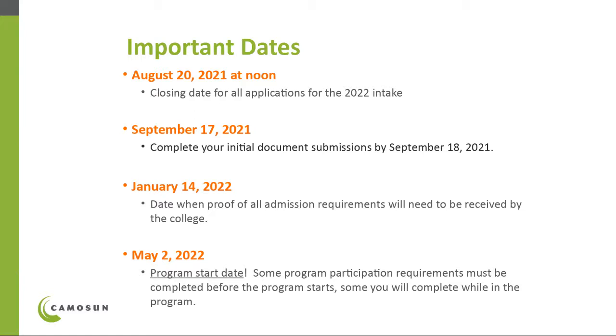And then there's that final date of January 14th when any in-progress requirements have to be submitted. The final grade and official transcript of those has to be submitted at that point. May 2nd, 2022, program starts. That'll be the second intake starting at Camosun. An exciting time. Let's go ahead to the next slide.